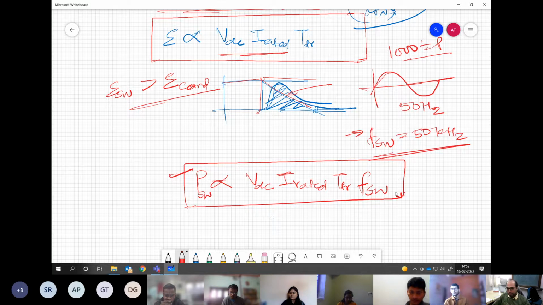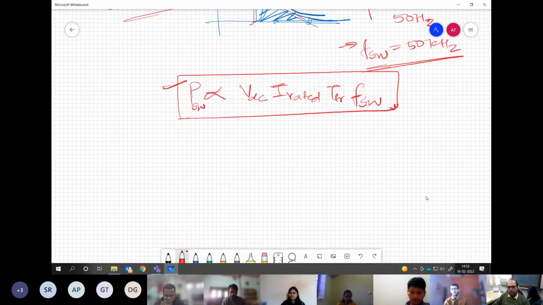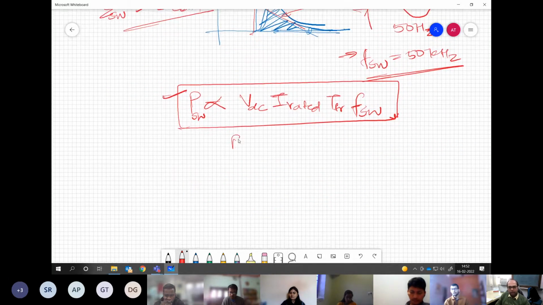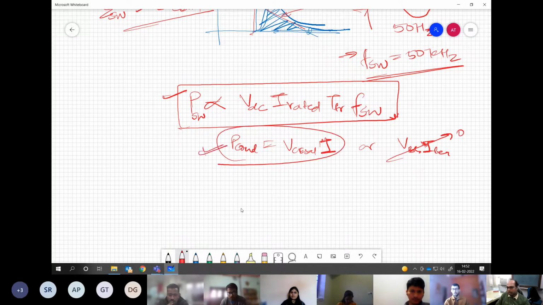Conduction loss we have seen. You have computed in another assignment that it is proportional to VCE SAT and whatever current is flowing through it, or V blocking times I leakage. This may be ignored. Primarily, P conduction is I times VCE SAT.